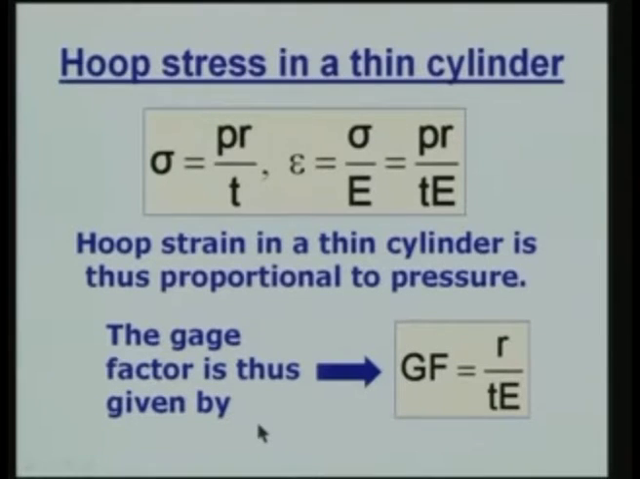The hoop stress in a thin cylinder, from strength of materials you will have learned this. The hoop stress sigma is equal to P into R divided by T, where P is the internal pressure, or actually the pressure difference between the inside and outside, or the gauge pressure, and R is the radius of the tube, and T is the thickness. This is for a thin cylinder.